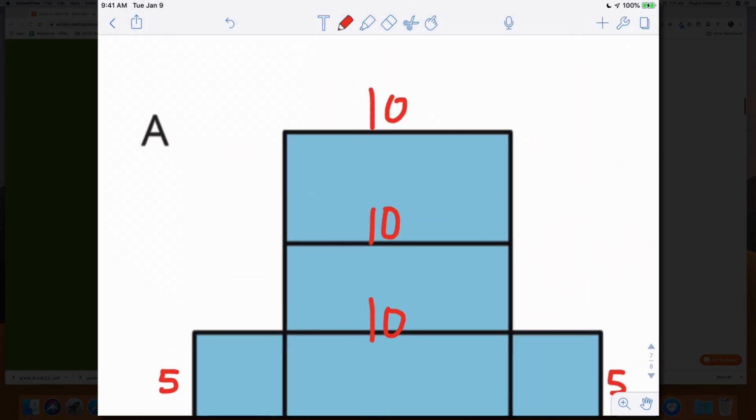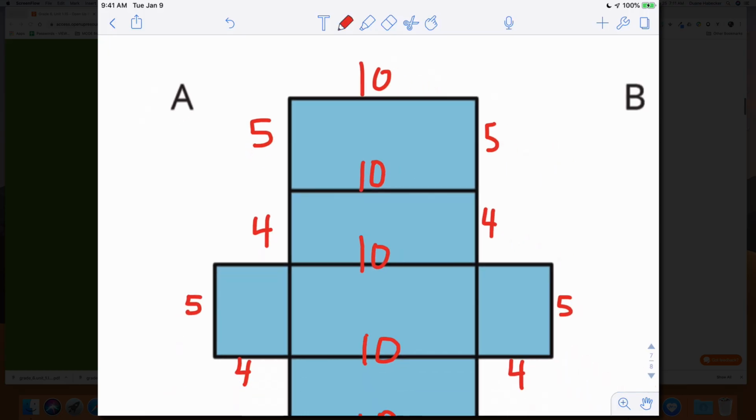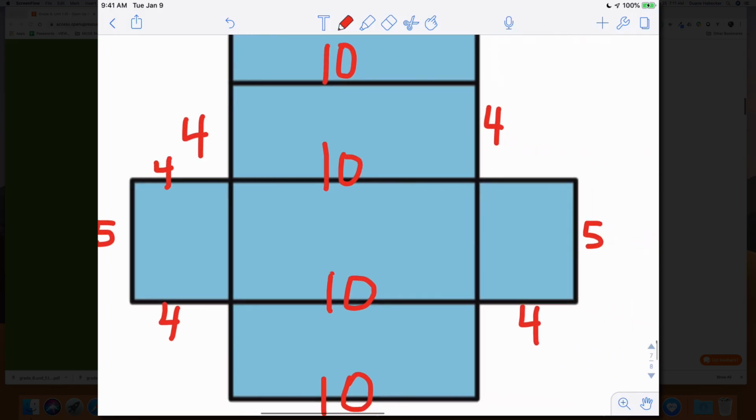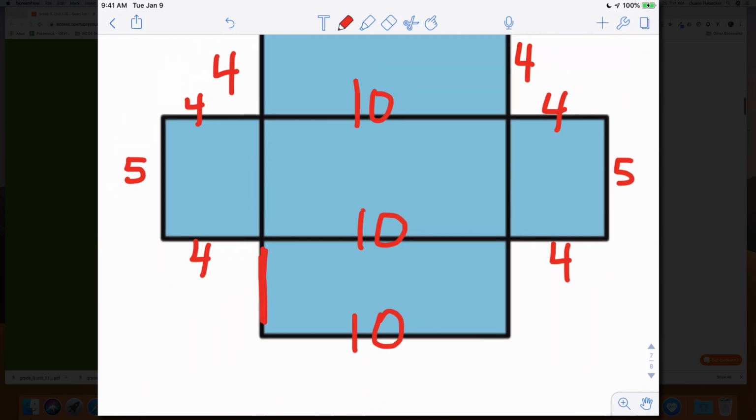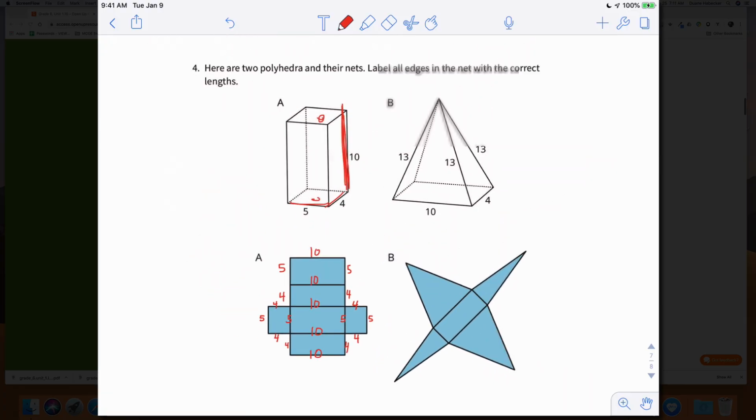So we could see that between this length and this length, this one seems to be the 5 and that one seems to be the 4, which means that one's the 5 and this one's the 4. And since this one is the 4, that means this one is the 4. Same thing over here. Ooh, what's this one right here? That one looks like it's going to be the 4. So we got lots of 4s, not a lot of 5s. Oh, here's a 5, and here's a 5. So there, we labeled everything. We labeled all the edges in this net with the correct lengths.